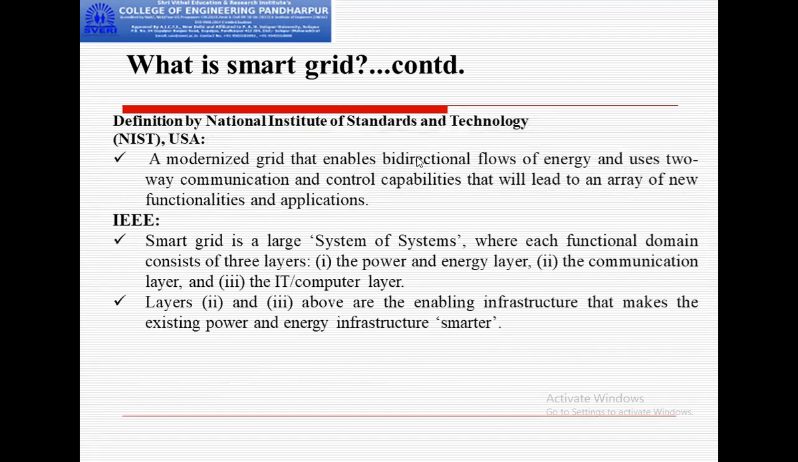So the definition by the National Institute of Standards and Technology, NIST, USA. Okay, there are many more standards. You should know the standards in electrical engineering. This is one of the standards, National Institute of Standards and Technology. In measurement, there are ASTM, IEC. So what it gives as a definition of smart grid, I will read it.